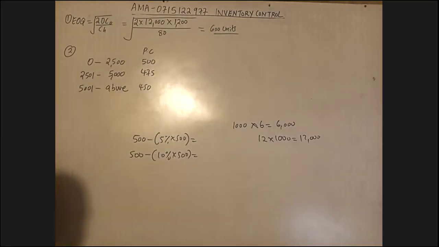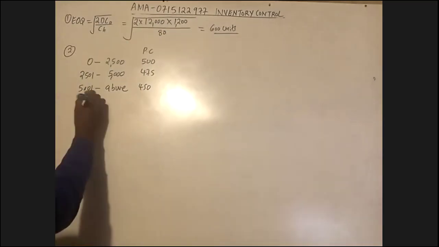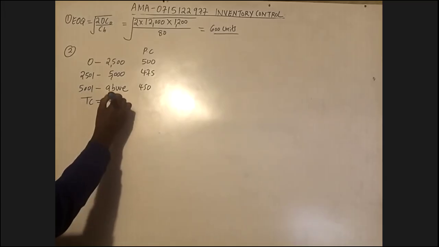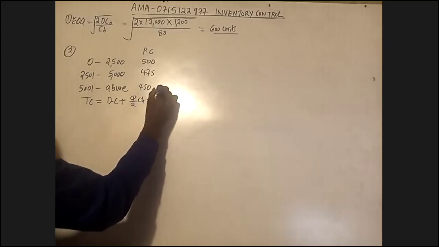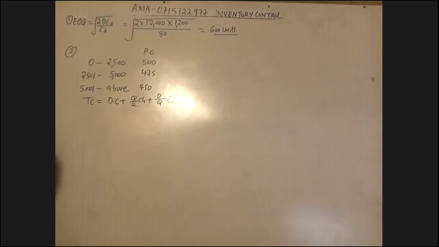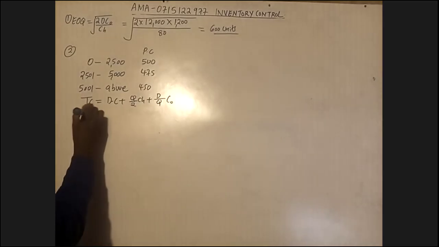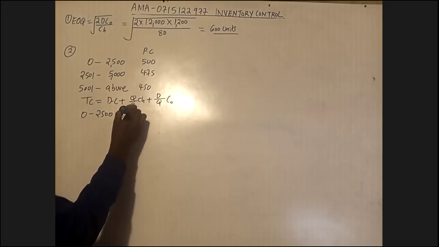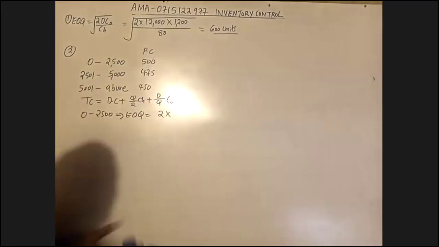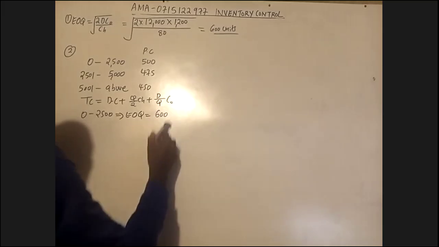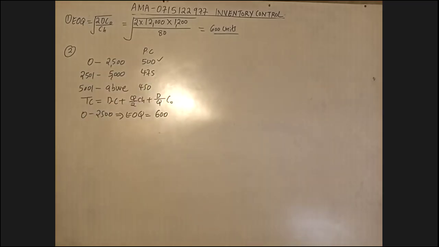Now, let's determine total cost at each level so that we know. Now, our total cost will be equal to D times C plus Q over 2 CH plus D over Q, CO. Is that one correct? Tuanze na ya kwanza between 0 to 2,500. Now we need to find hiyo Q. Ni ya kwanza 600 when our unit is 500. Ndio hiyo. We shall calculate.